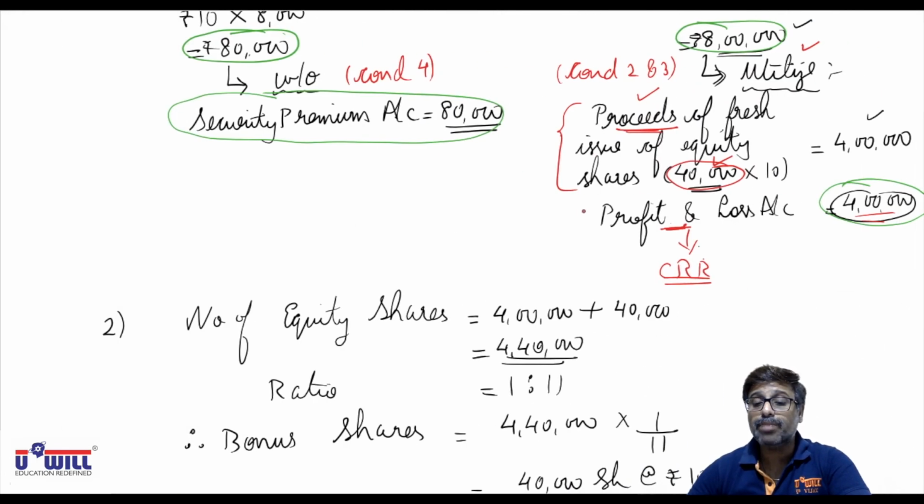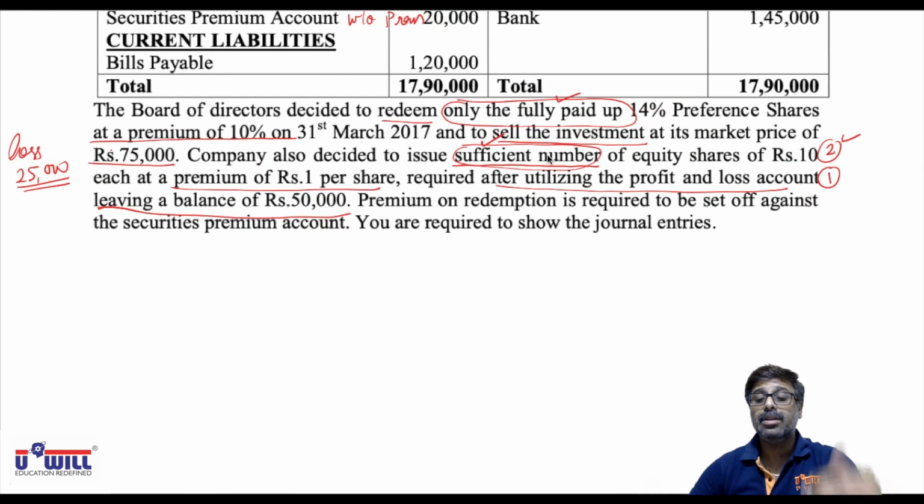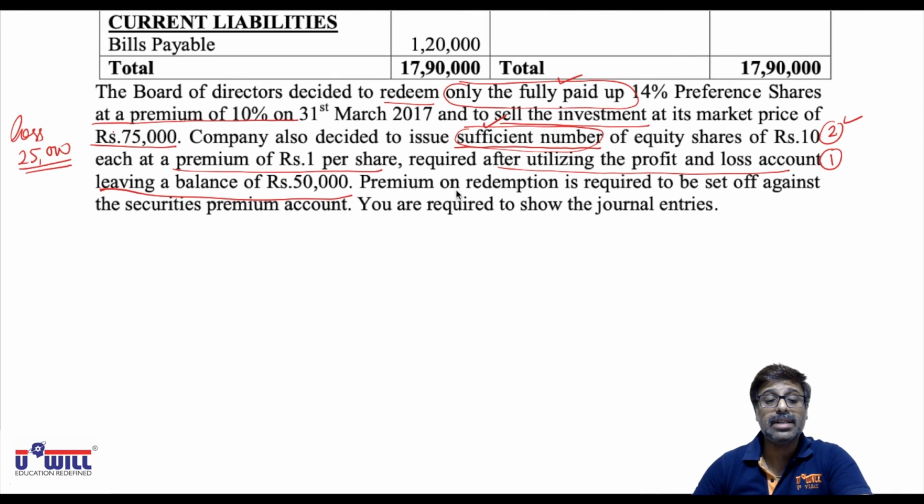First we will use the profit and loss account, then we will use proceeds of the fresh issue of shares in this particular question. And what is the logic and reason behind that? Sufficient number of equity shares is mentioned. How many equity shares are issued is not mentioned. So first we have to use all the profits that are available for the company, and sufficient number means just the required amount to be financed by equity shares. For that only equity shares are to be issued. We'll see in detail when we make the workings.